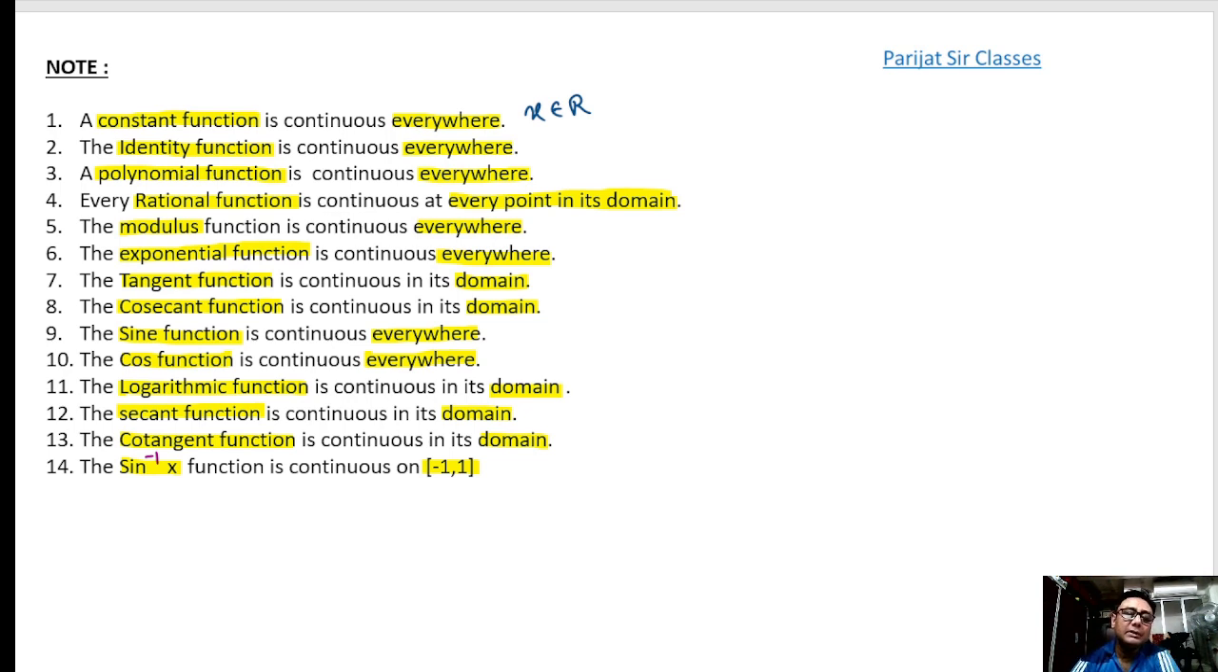So basically we see that these types of functions are generally taken to be continuous functions. So how will it help us? So let's check.